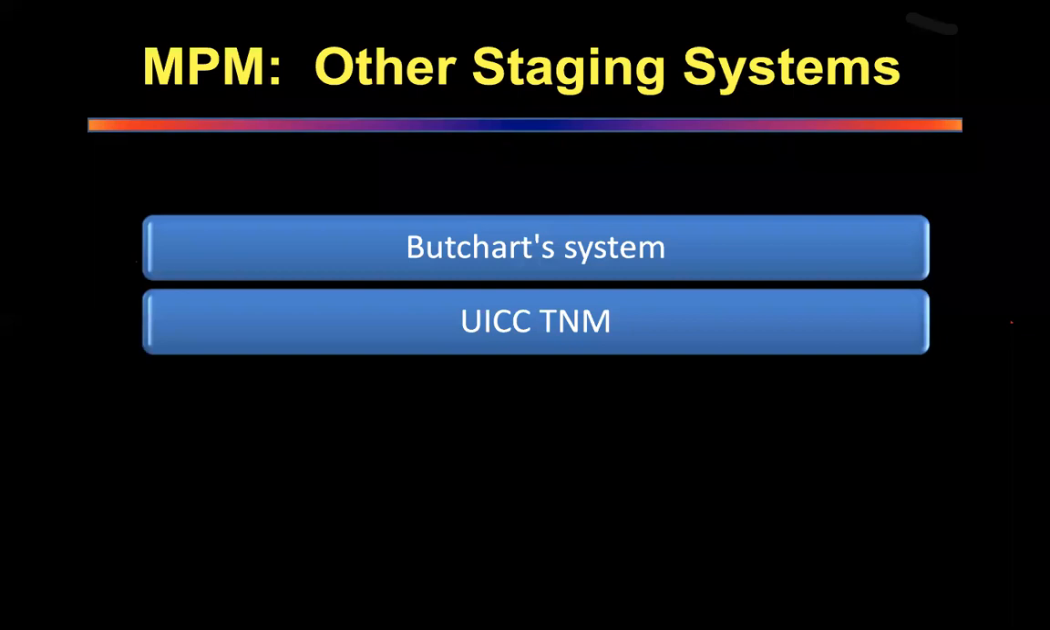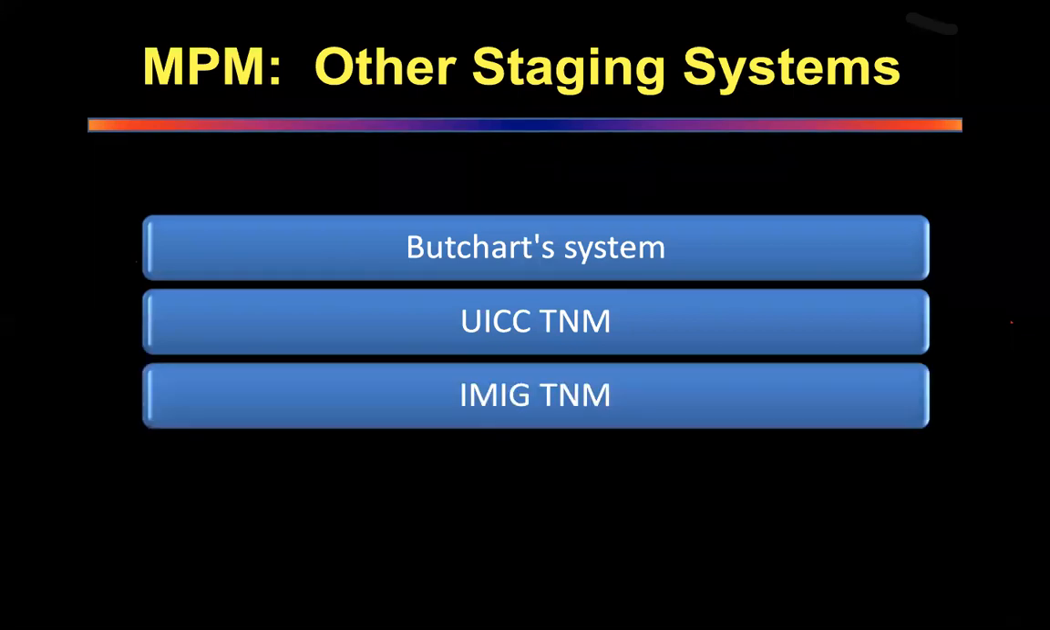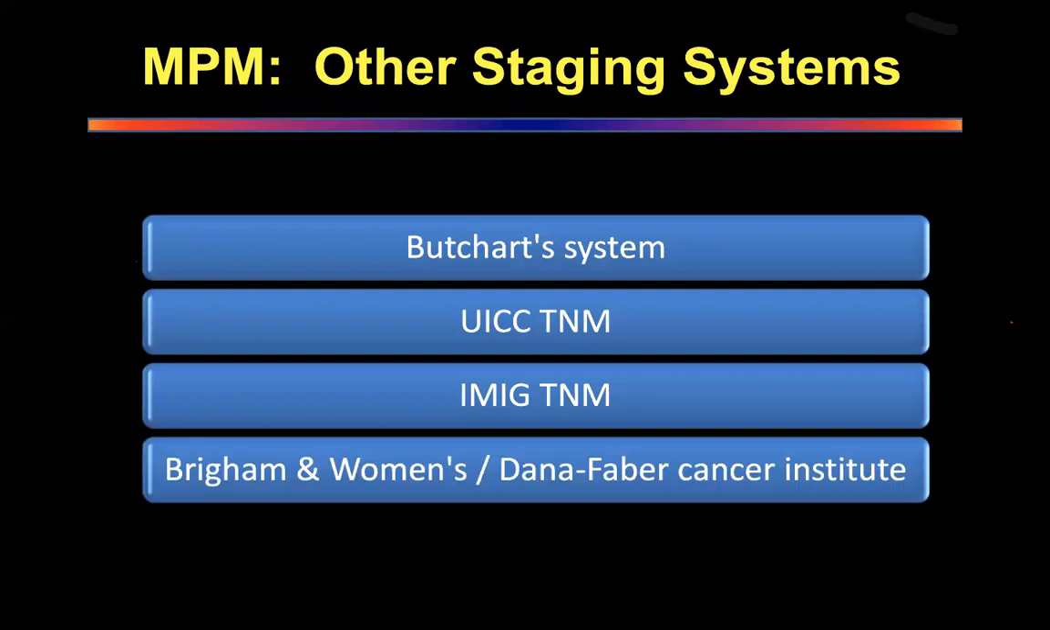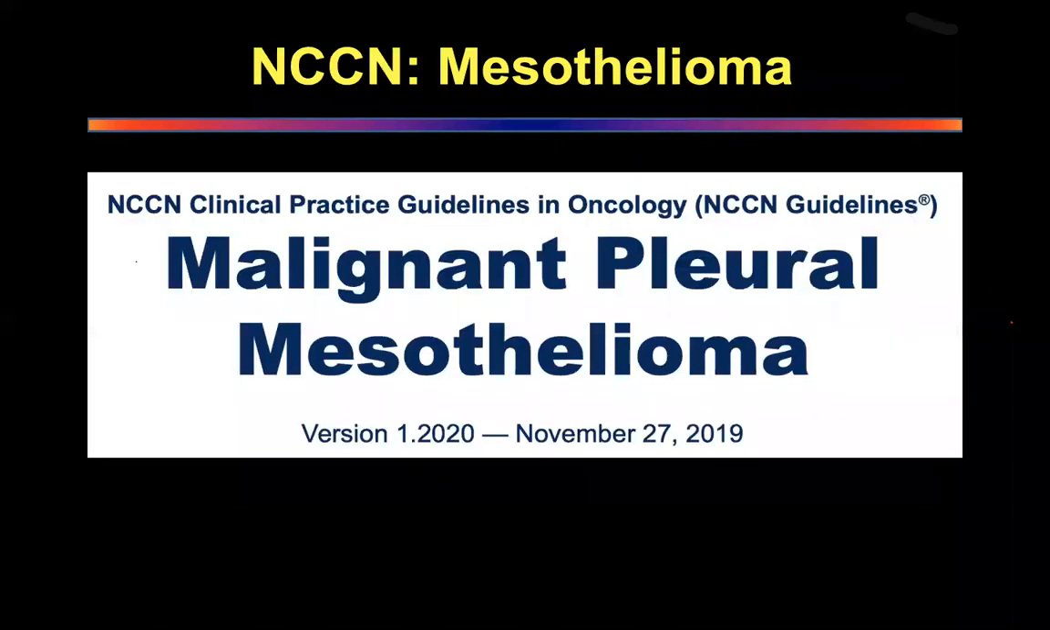Then we spoke about the UICC TNM. We spoke about the IMIG TNM. So the one that we are using is the IMIG TNM ratified by AJCC. And then there is the Brigham and Women's or Dana-Farber Cancer Institute staging. These are the 4 staging systems. This is only for theory, okay, not for clinical practice. We don't really use any of them except the IMIG TNM, okay? Okay, is it clear so far?